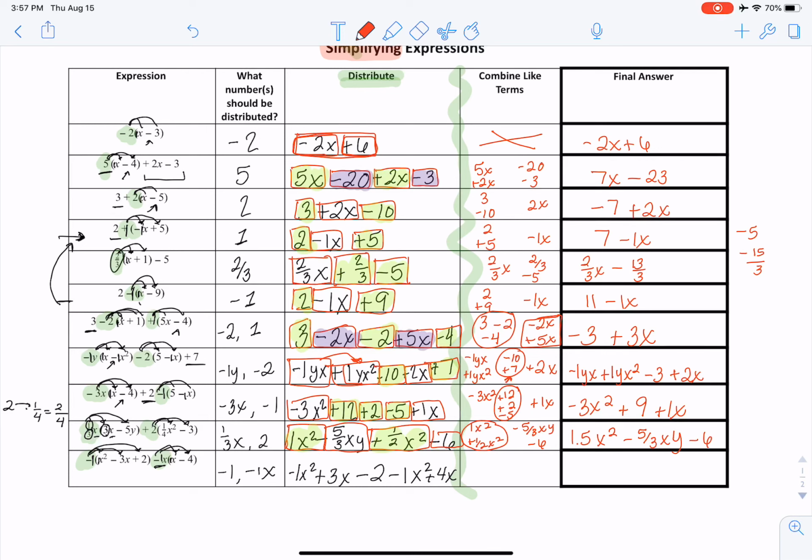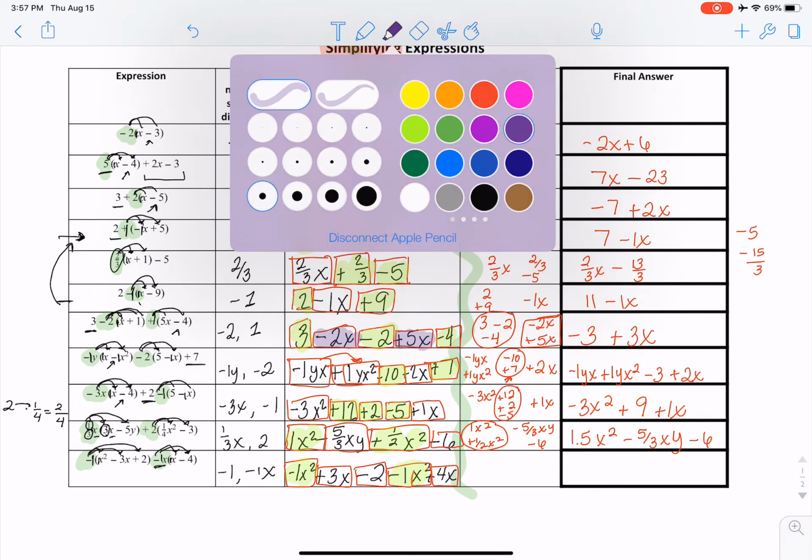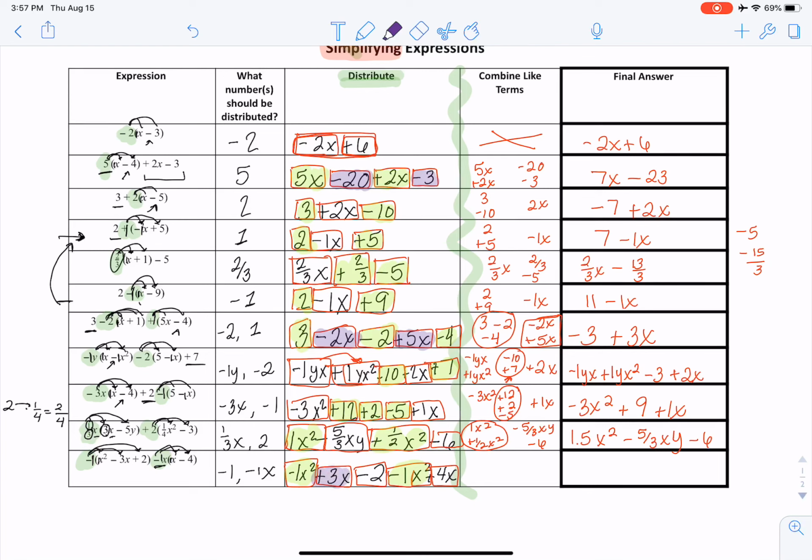All right, last one. The very last one we have has a term negative 1x squared, a term plus 3x, a term minus 2, a term minus 1x squared, and a term plus 4x, okay? We are going to group the negative 1x squared with the negative 1x squared. We're also going to group the plus 3x and the plus 4x, all right? So I have negative 1x squared with negative 1x squared.